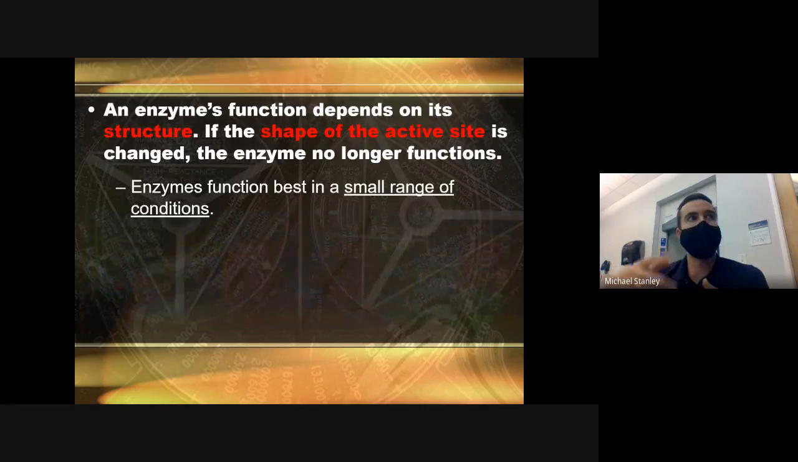So the shape of an enzyme is super duper important to its function. If that active site gets messed up in any way, then the enzyme is effectively broken. It can't be used for its normal purpose or for any purpose, really. They can only do that one reaction. So if they can't do that one reaction anymore, then they are out of luck.